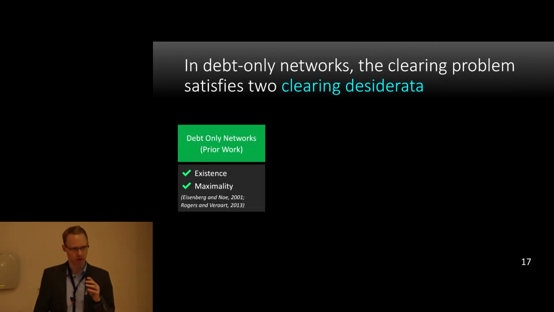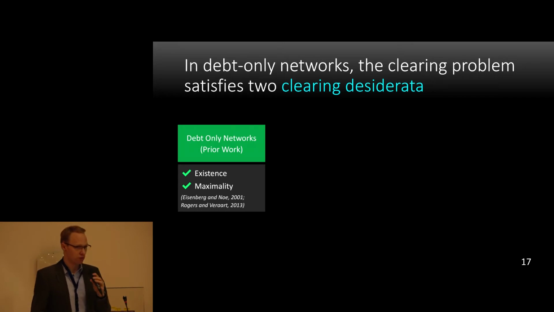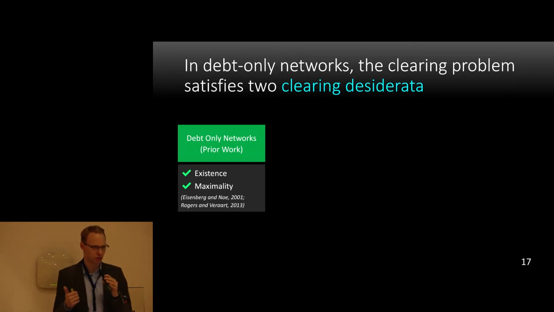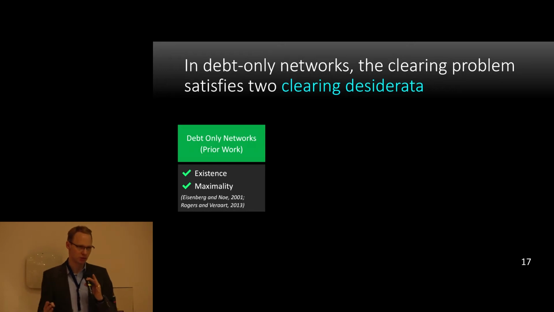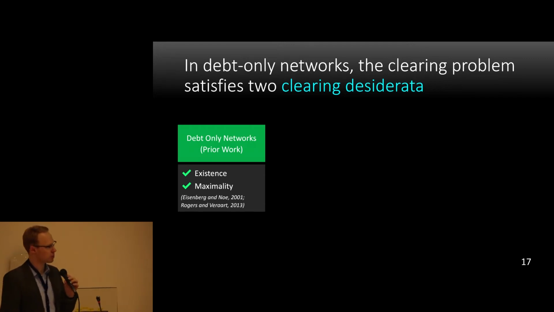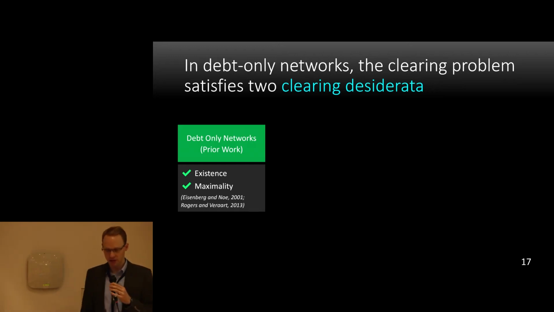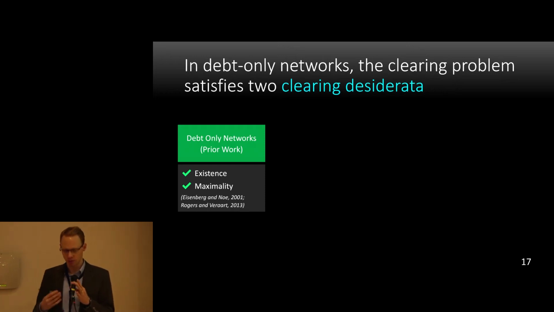So in 2001, there was the first axiomatization or modeling of this problem for debt networks. And here, there are no derivatives. And here the problem has two very nice properties. The first one is existence, so a solution always exists. And the second one is what we call maximality. This means that there might be multiple solutions, but there's always one solution that sets off each bank best. So people will not argue about which solution should be chosen. Yes, exactly. It's a lattice structure. And so the first result we obtained here is that as soon as you introduce CDSs, these properties do not hold anymore.